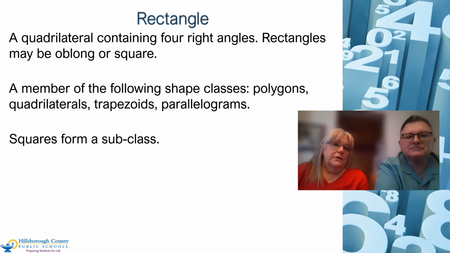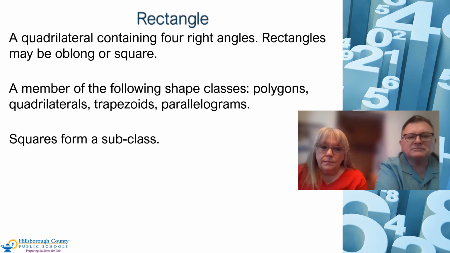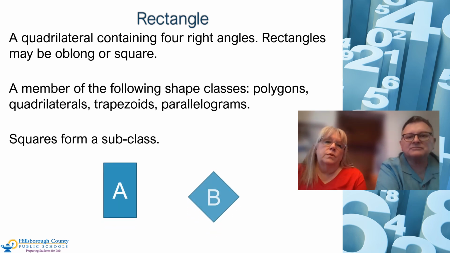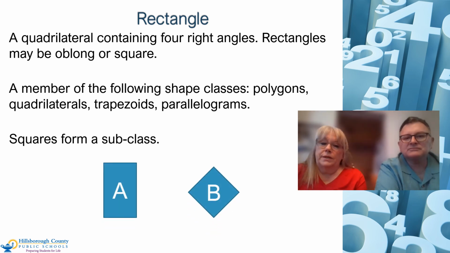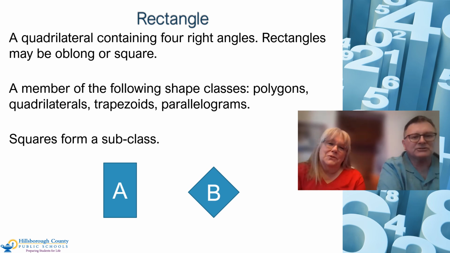There are subcategories of rectangle, being a square. A square would be a subcategory because the definition for square includes a definition from the rectangles, being a quadrilateral with four right angles. But a square has an additional defining attribute, which we'll talk about on the next slide. So in the rectangle list, you should have had two shapes from the beginning task, shape A and shape B. So this is why we say all squares are rectangles, yes, but not all rectangles are squares.